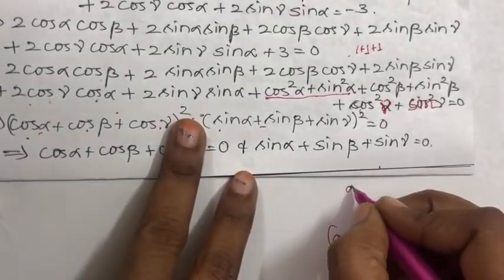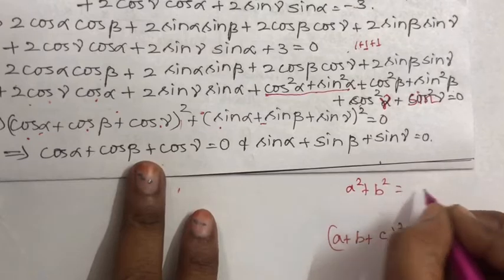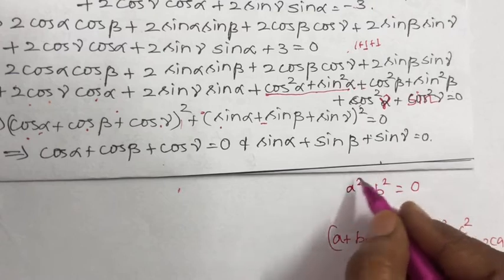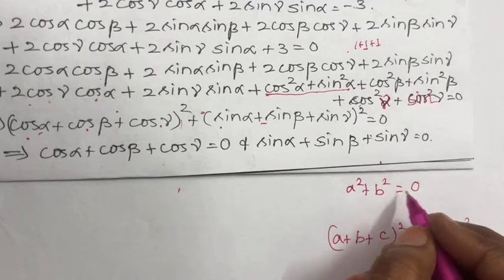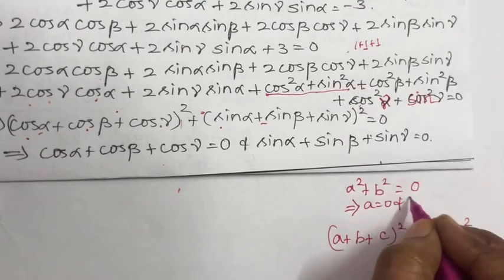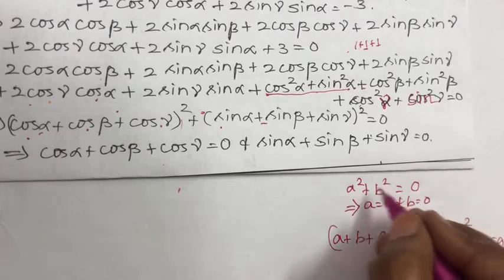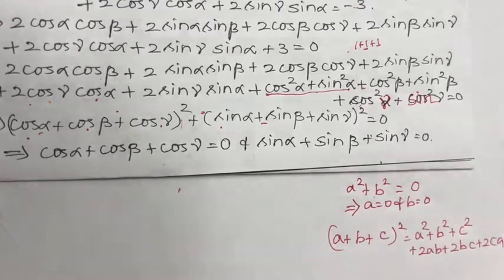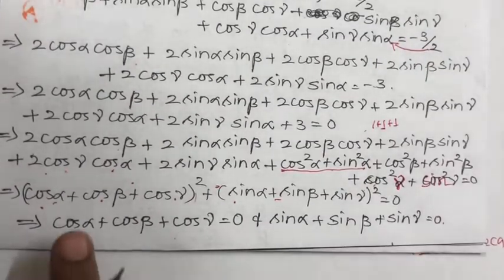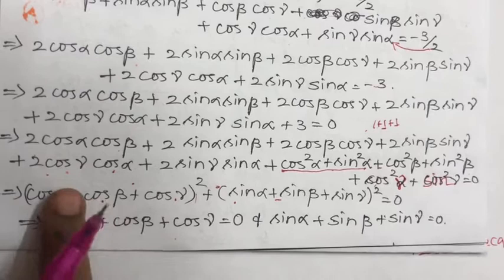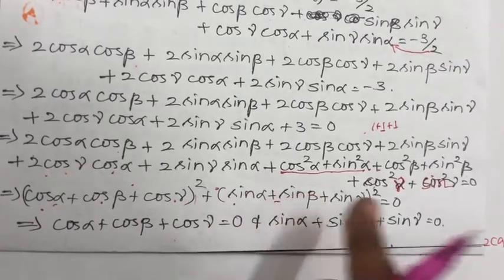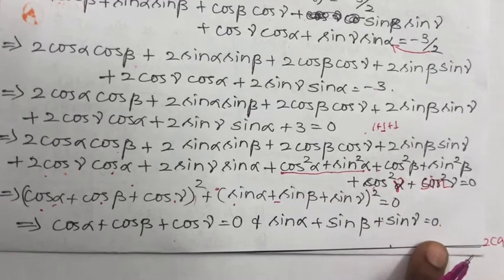If a square plus b square is equal to 0, because both are squares, if the sum of the squares of two terms is equal to 0, that implies a is equal to 0 and b is equal to 0. Only when both are 0, when you square them and add, the value will be 0. So that implies cos alpha plus cos beta plus cos gamma equals 0 and sin alpha plus sin beta plus sin gamma is also equal to 0.